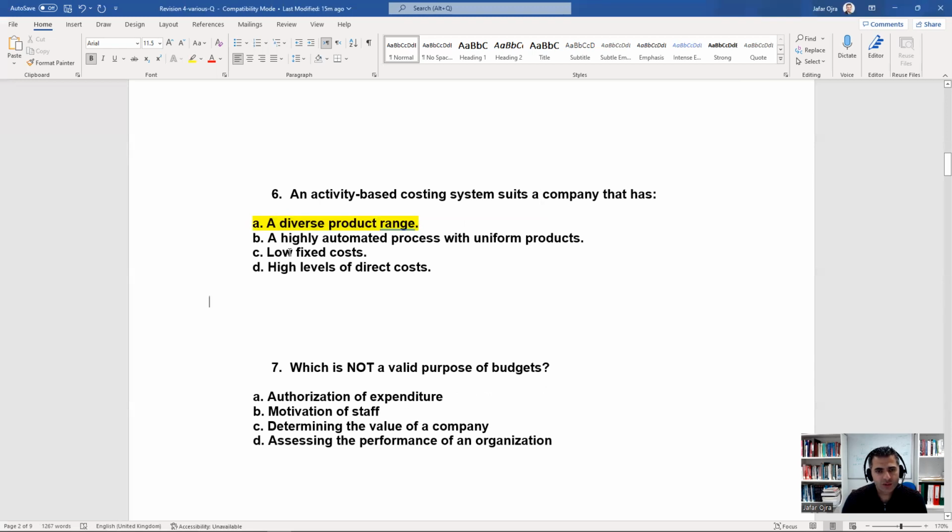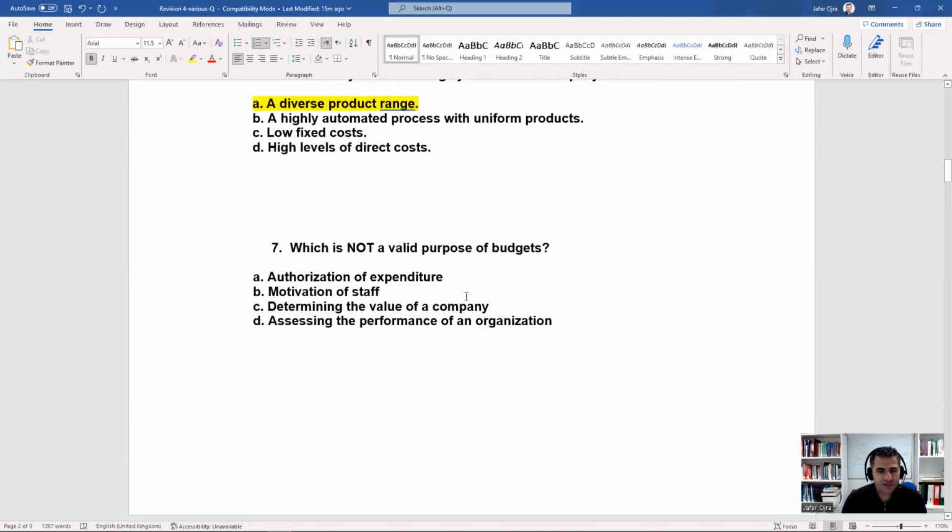If it was high fixed cost, I would go for high fixed cost, but it wasn't there. So if the question changes, if it is high fixed cost, that would be the answer in this case. Yeah, that would be, of course, one of the things ABC does.